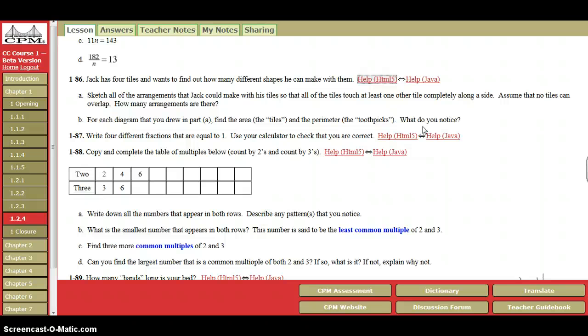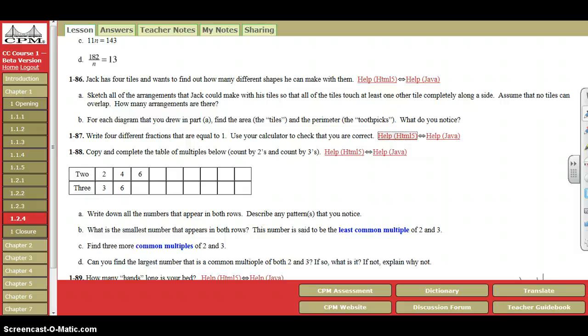Okay? For 187, it says write 4 different fractions that equal 1. Use your calculator to check that you are correct. That's a pretty simple problem. So think about what fractions you would have that are equal to 1.